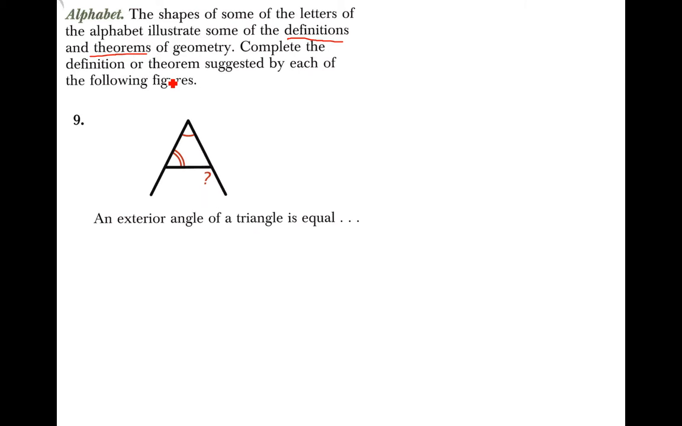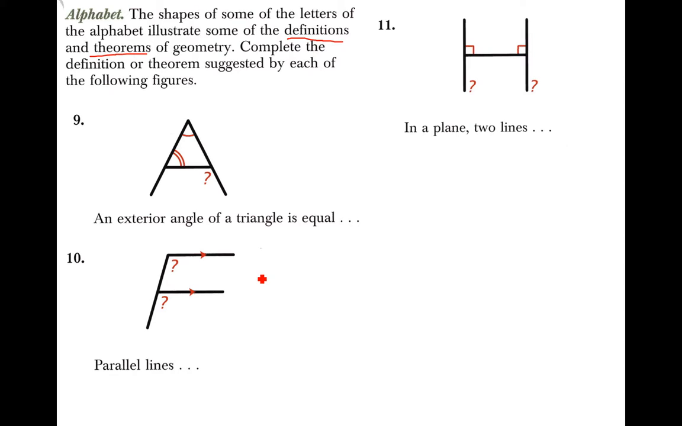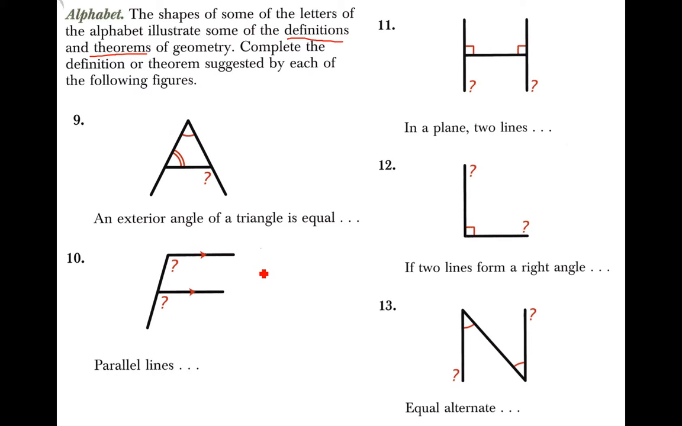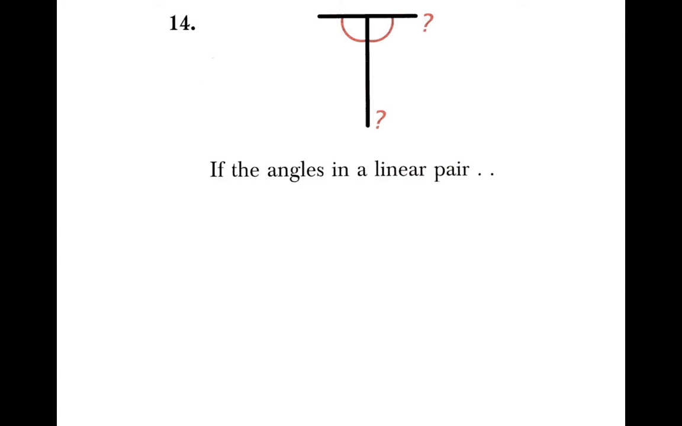Okay, we're going to use the shapes of the letters of the alphabet in this next part to remind you of the definitions and theorems as you get ready for the test. So there are some suggested here by the letters. You're going to have to look through. They actually started for you. An exterior angle of a triangle is equal, and then you finish that. So you get the idea, the picture, and then the start of the theorem or definition. Work through those. Good review.